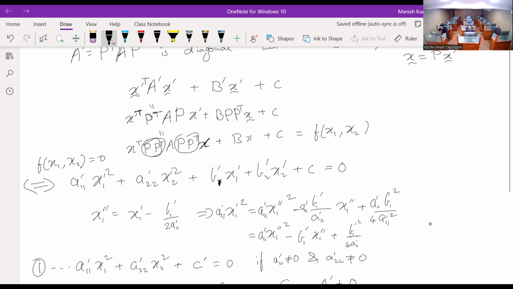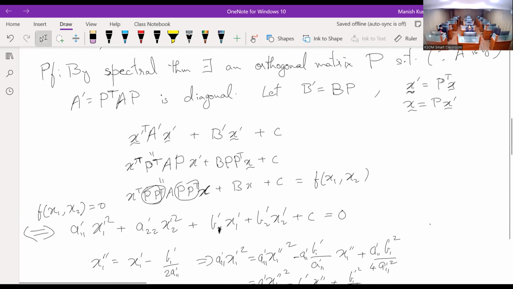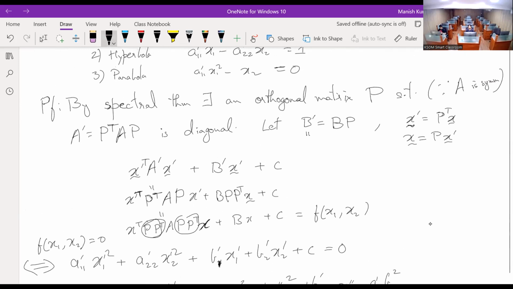So b prime will be some row vector, b1 prime, b2 prime, and a prime is a diagonal matrix. Maybe I should just write this down. So it's a11 prime, a22 prime, and then 0, 0. Yeah, so this is how it looks.